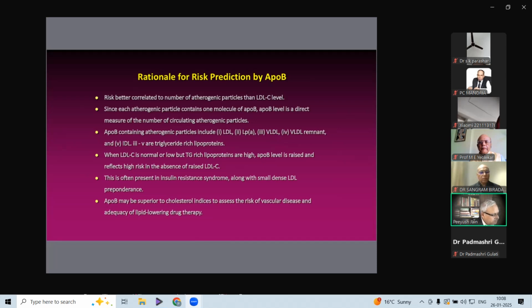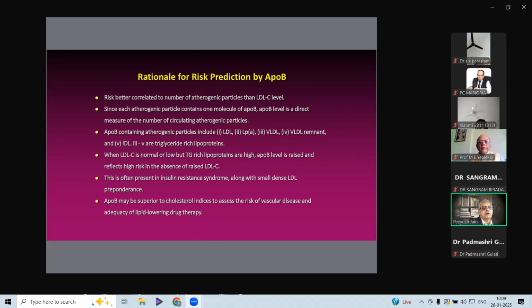So it is possible that LDL-C is normal or low, but the triglyceride-rich lipoproteins like VLDL, VLDL remnant, and IDL are high, and ApoB may be raised despite a normal or low LDL-C, and that reflects high risk in the absence of high LDL cholesterol. This is often seen in patients who have insulin resistance, which is very common in our country, along with small dense LDL-C preponderance.